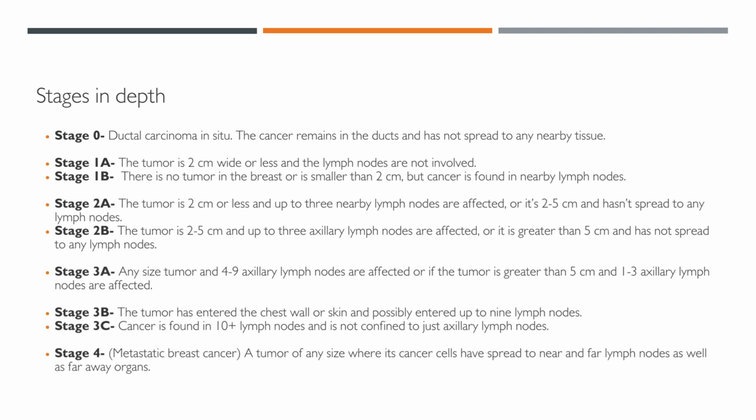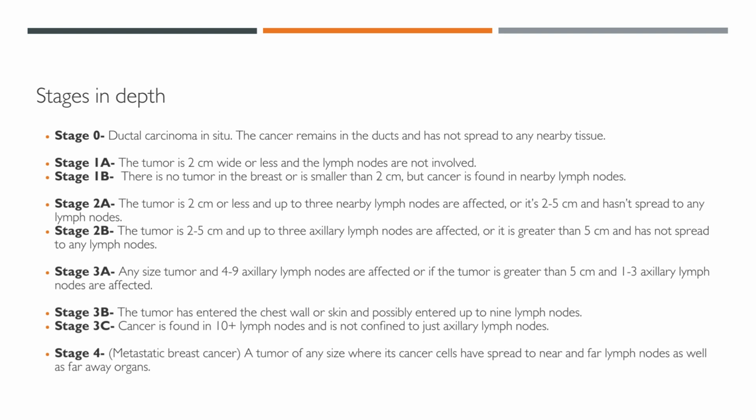Stage 2B. The tumor is 2 to 5 centimeters and up to 3 axillary lymph nodes are affected, or it is greater than 5 centimeters and has not spread to any lymph nodes. Stage 3A. Any size tumor and 4 to 9 axillary lymph nodes are affected, or the tumor is greater than 5 centimeters and 1 to 3 axillary lymph nodes are affected. Stage 3B. The tumor has entered the chest wall or skin and possibly entered up to 9 lymph nodes. Stage 3C. Cancer is found in 10 plus lymph nodes and is not confined to just axillary lymph nodes.